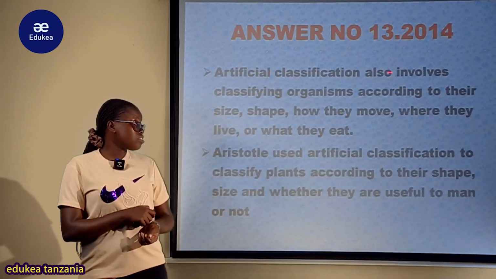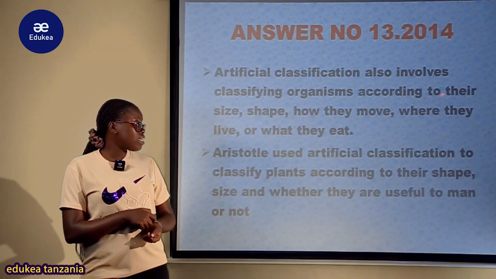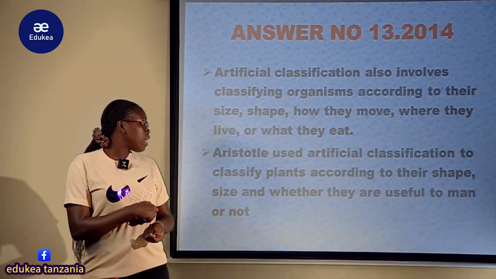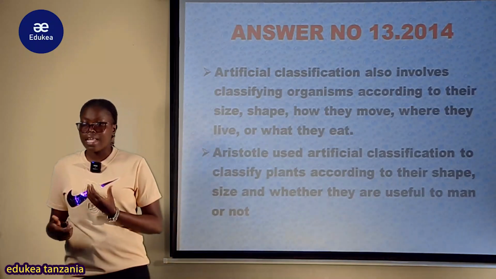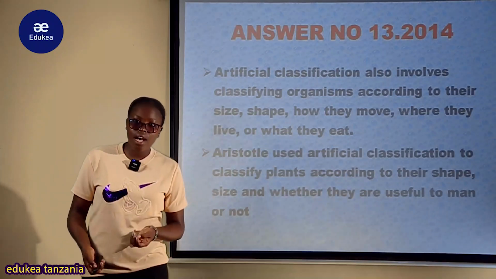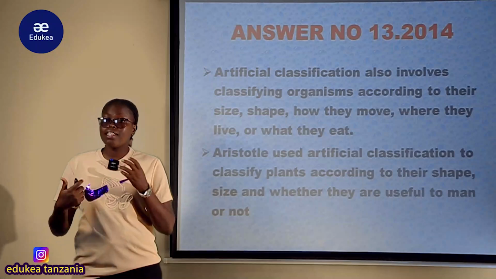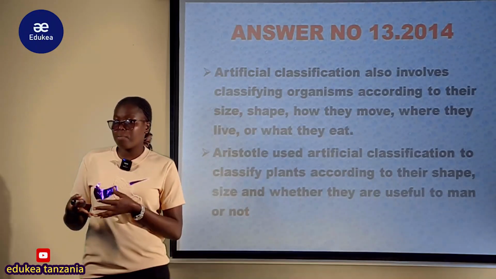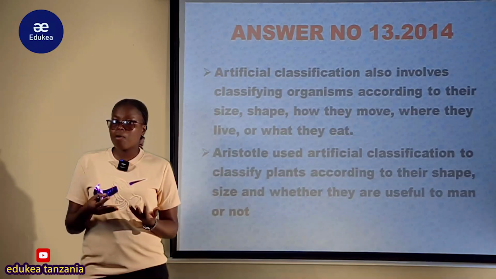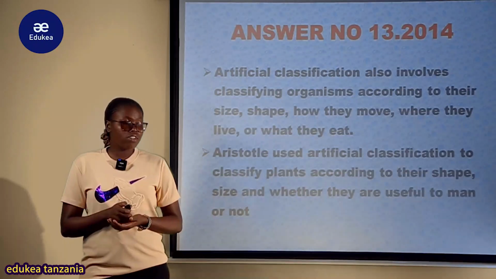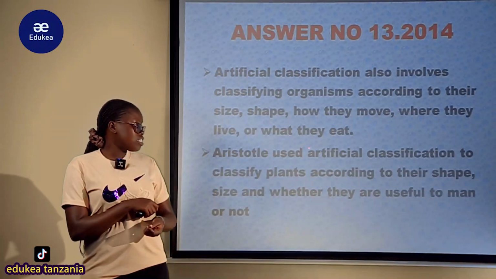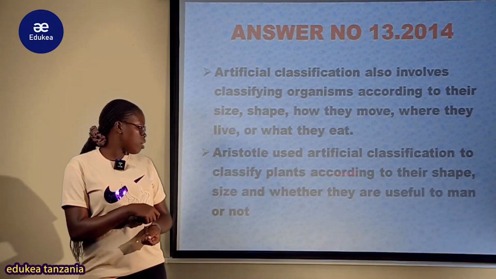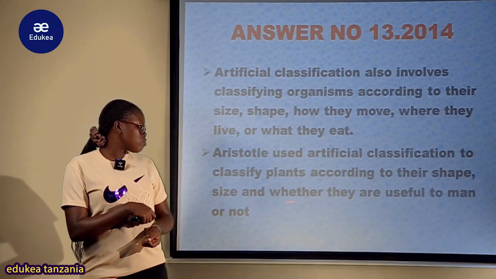Also, the artificial classification system involves classifying organisms according to their size, shape, how they move, where they live, and what they eat. Are they carnivores? Are they herbivores? Are they omnivores? Are they insectivores? Are they small? Are they big? How do they move? Are they mobile? Are they immobile? And so forth. So Aristotle used the artificial classification system to classify plants according to their shape, size, and whether they are useful to man or not.